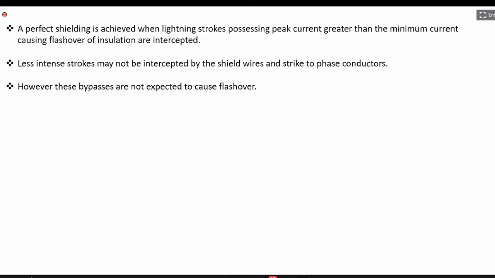Then a perfect shielding is achieved when lightning strokes possessing peak current greater than the minimum current causing flashover of insulation are intercepted. What does that mean? Now, whenever a lightning current or a lightning flash terminates on a power line, will you get a problem? Now, this is a case where low voltage systems and high voltage or medium voltage systems differ with respect to lightning effects. Why do I say that?